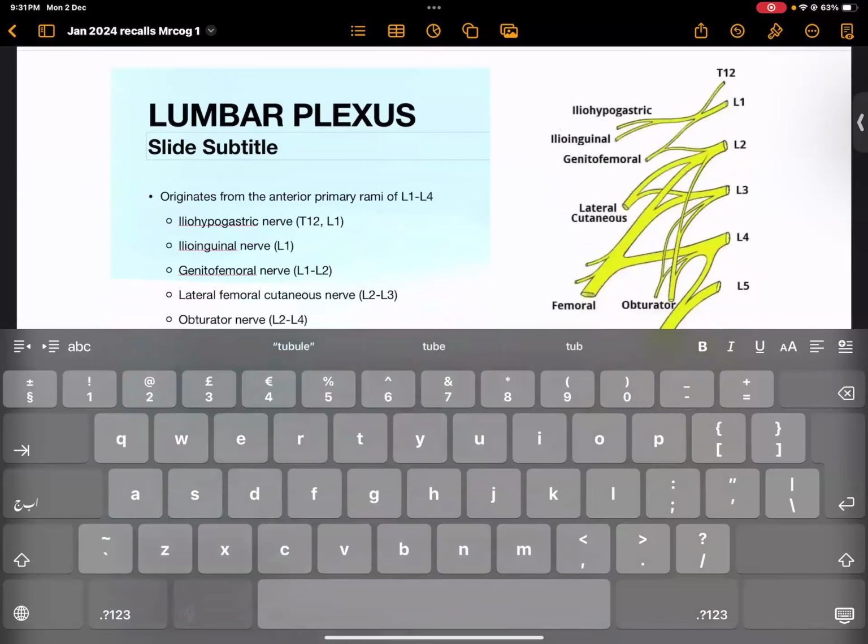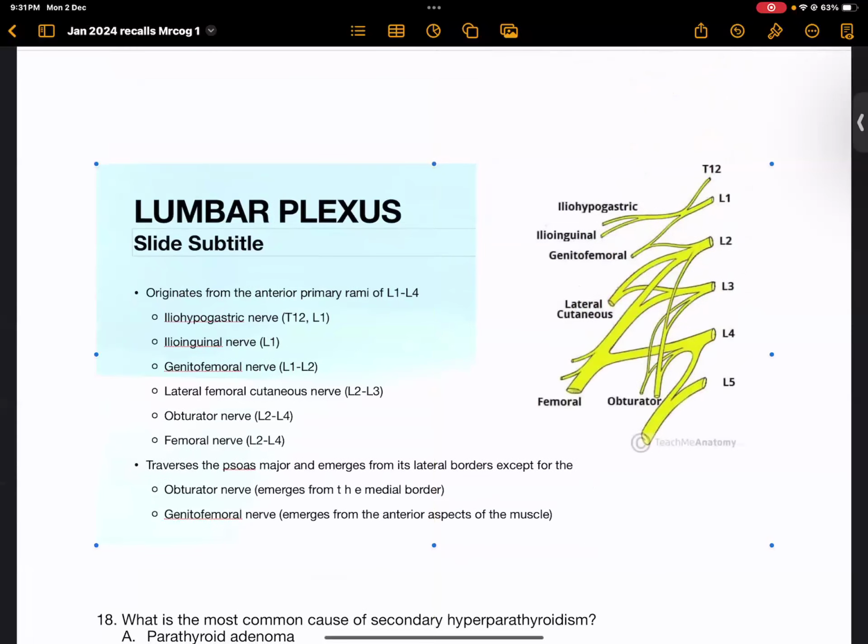Okay, the option arises first. So this was the lumbar plexus we have already discussed, originating from L1 to L4. And if you see, it traverses the psoas major and emerges from its lateral border, except, so exceptions, these two things you have to remember. The obturator nerve emerges from the medial border of psoas major muscle, and the genitofemoral nerve emerges from the anterior aspect of the muscle, so it pierces the psoas major muscle. So these two are exceptions. Even if they ask you about the rest of the nerves, they emerge from the lateral border.